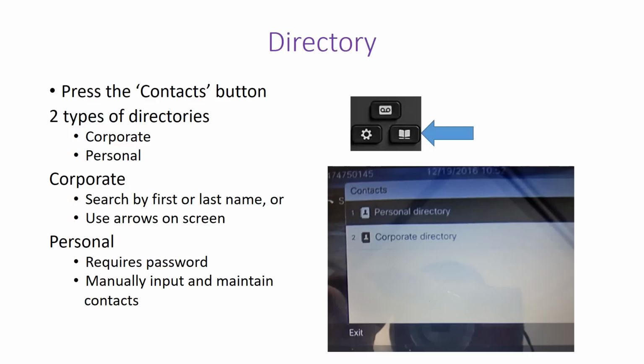There are 2 types of contact lists available to the user, the corporate directory and the personal directory. The corporate directory is likely the tool that users will use most often. It is easy to access and navigate. You can search using the arrows that come up on the screen, or you can search by first or last name. You need only enter enough fields before the phone will locate the person you are looking for.